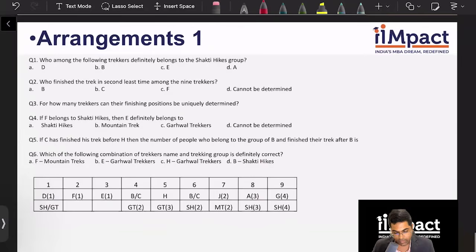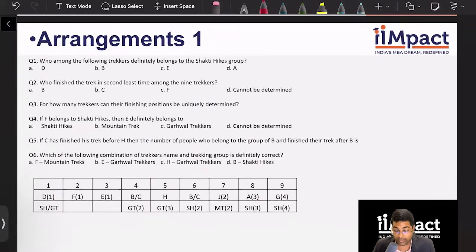Who among the following trekkers definitely belong to the SH group? So A belongs to the SH group. Amazing. Who finished the trek in second least among the 9 trekkers? F. For how many trekkers can their finishing position be uniquely determined? So apart from B and C, I can determine it for 7 people.